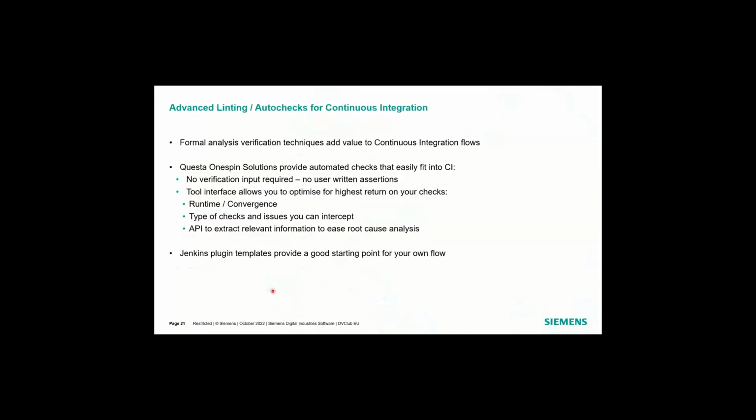Summary, formal analysis verification techniques do add value to continuous integration flow. And Questa OneSpin solutions provide automated checks that can easily fit into continuous integration flow. We provide an API and we provide Jenkins plugin templates that can help you use as a starting point for your own continuous integration.